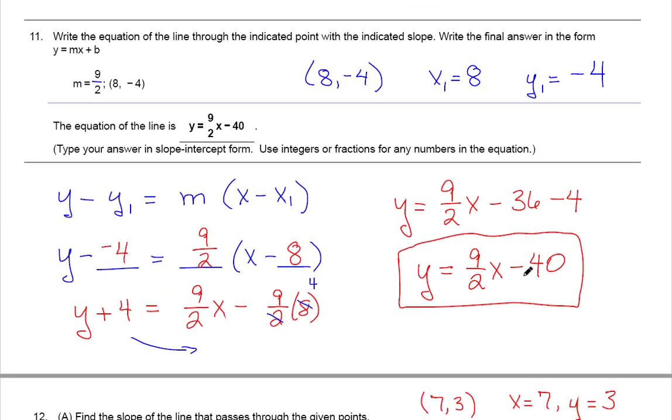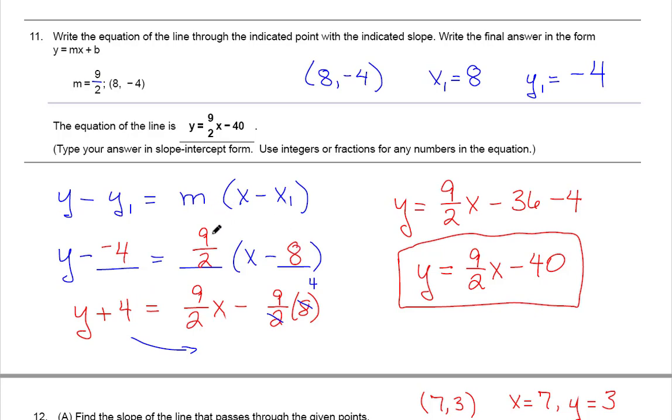Question 11. Let's see. Want a line that's going to go through 8, -4, has a slope of 9/2. Okay, my x is 8, y is -4. All right, so I'm going to plug all this in into the blanks. Minus is part of the formula. So minus a -4 is a +4. I've got my 9/2, x minus 8.